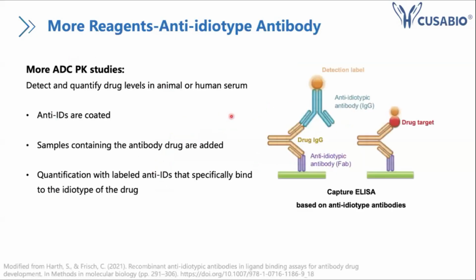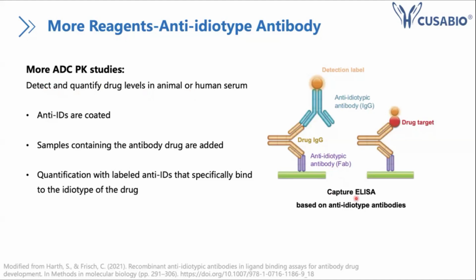Besides the anti-payload antibody, Kusabio can also provide a customized service to produce the anti-idiotype antibody for more ADC PK analysis. So one example here is the monoclonal anti-idiotype antibody that we can produce. This type of monoclonal antibody is usually used to detect and quantify the drug levels in animal or human serums. So we know that before the clinical research, we need to assess the blood drug concentration based on the time curve. And this refers to a dynamic process of the blood drug concentration change within time.